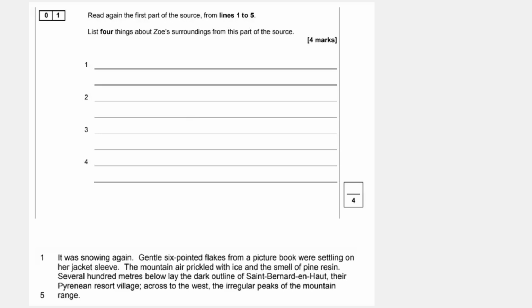It was snowing. That would be my first answer. I would say the air was cold. There was a smell of pine resin in the air, so there's 2 there from line 2. The resort of Saint Bernard en Haute was below her. The mountain peaks were irregular. Or something like a mountain range lay to the west. So I think we've got 5 or 6 there, which would have got us marks.